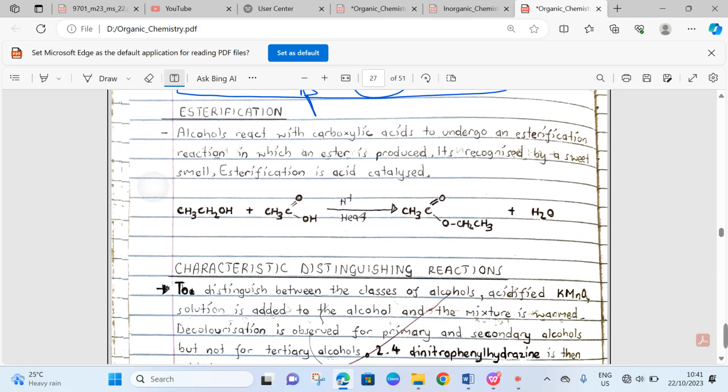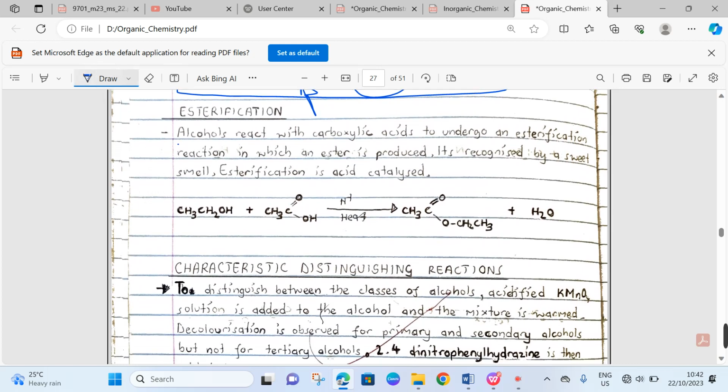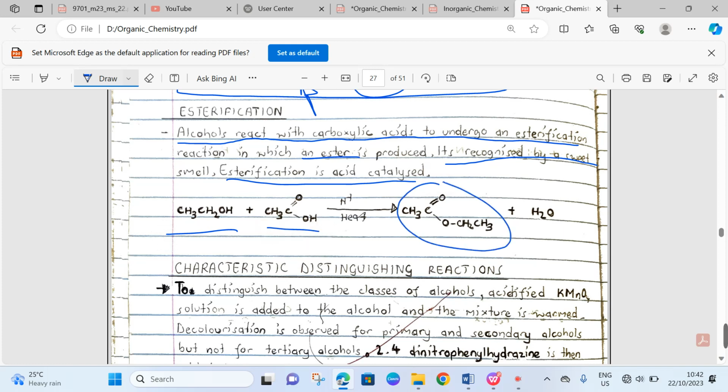Esterification. Alcohols react with carboxylic acids to undergo an esterification reaction in which an ester is produced. It is recognized by a sweet smell. Esterification is acid catalyzed. So here you've got alcohol plus your carboxylic acid reacting to produce your what? Your ester plus your water. That's what there is to it, right?